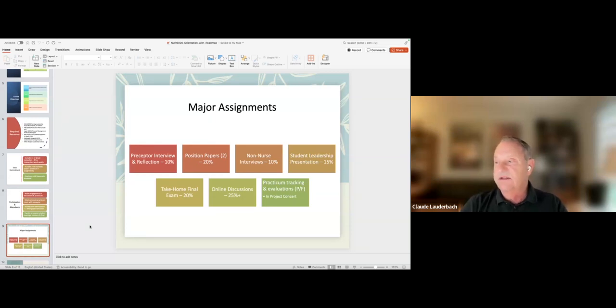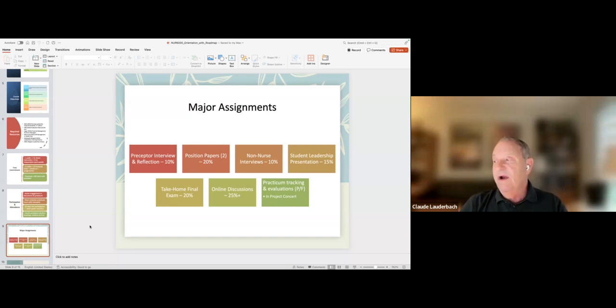Major assignments in this course: there's a preceptor interview and reflection. So that means the person who is your preceptor, generally a nurse in a leadership role, a higher leadership role, you will spend time with them. You also write a reflective paper based on an interview that you do with them. That's 10%. You have to write 2 position papers, which count for 20% of the grade.